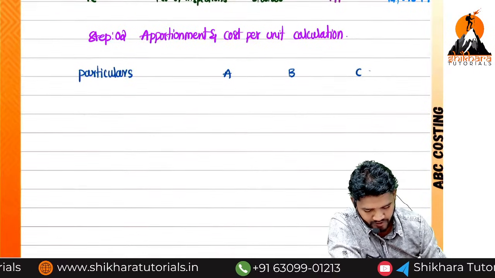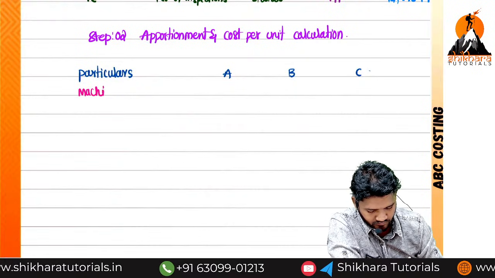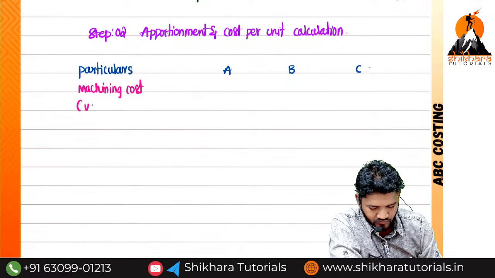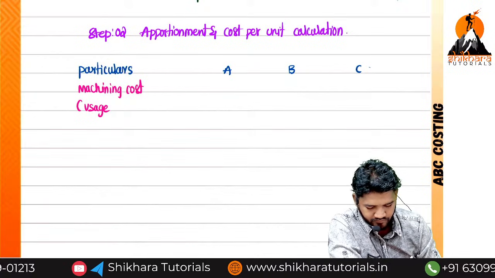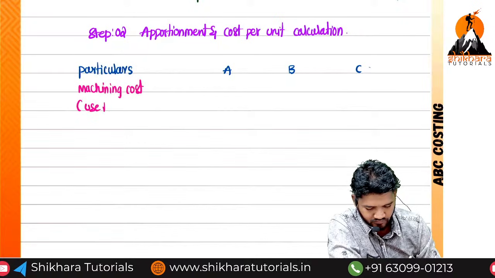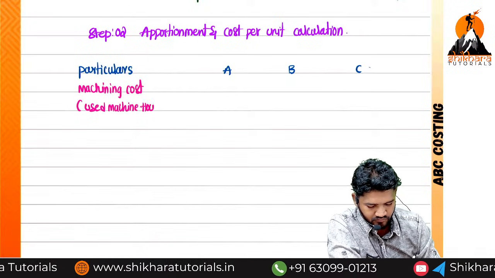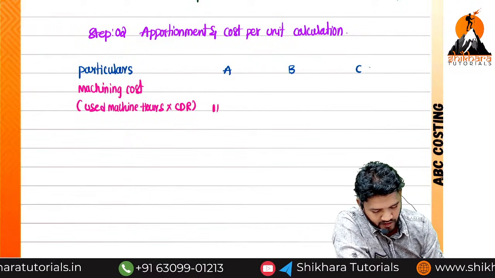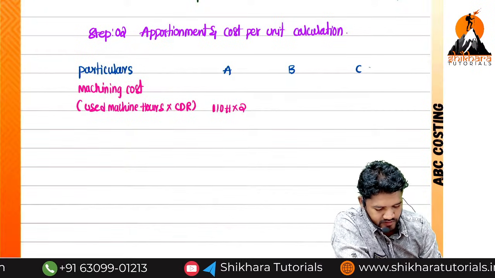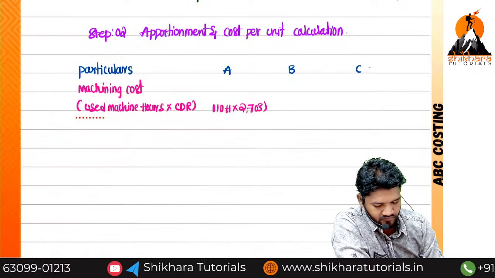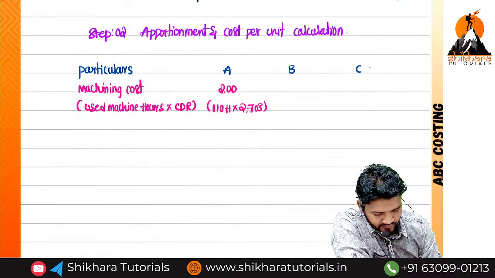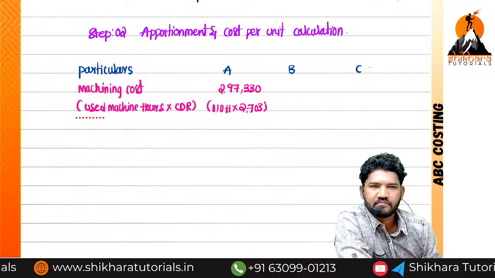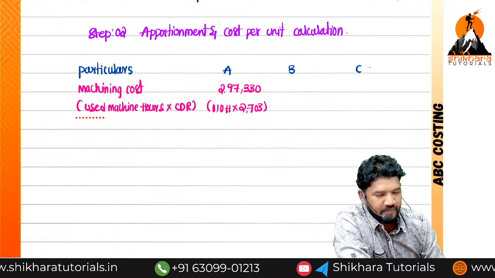What is the first cost? Machining cost. What is the calculation part? Usage, used machine hours, into cost driver rate. Now tell me the used machine hours for A. 110 hours. Cost driver rate per hour 2,703. How much? 2,97,330. So this kind of working note you have to express with a clear picture.